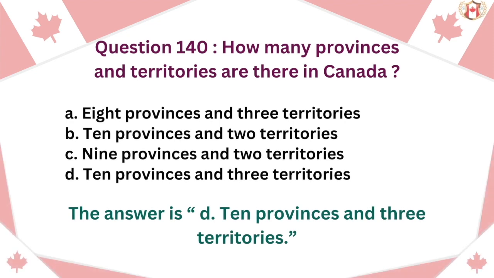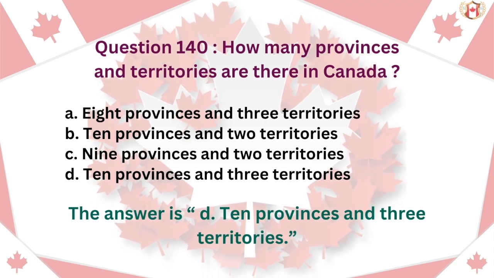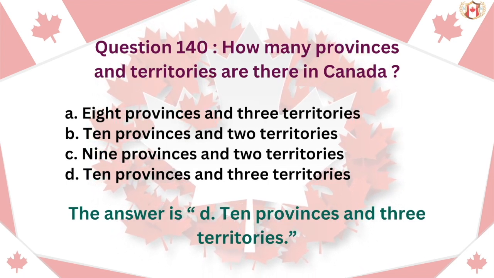Question 140. How many provinces and territories are there in Canada? A. 8 provinces and 3 territories. B. 10 provinces and 2 territories. C. 9 provinces and 2 territories. D. 10 provinces and 3 territories. The answer is D. 10 provinces and 3 territories.